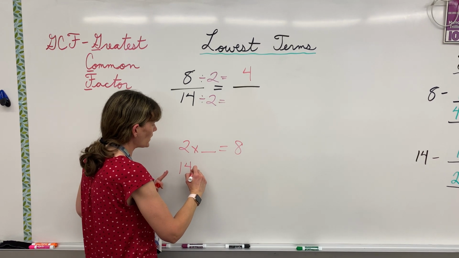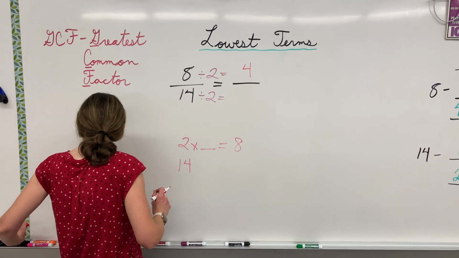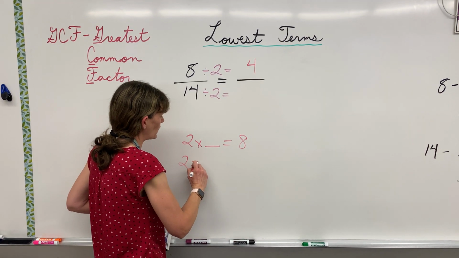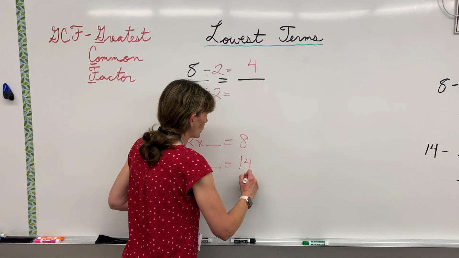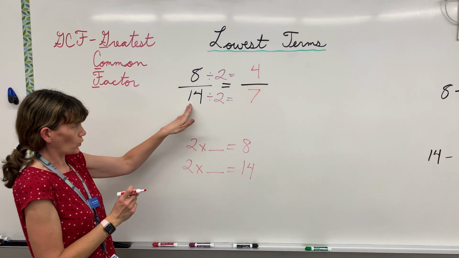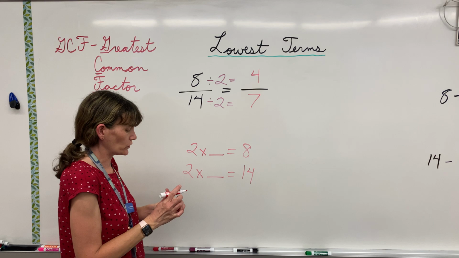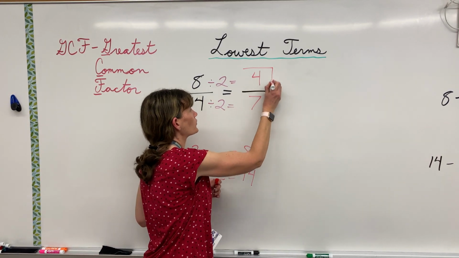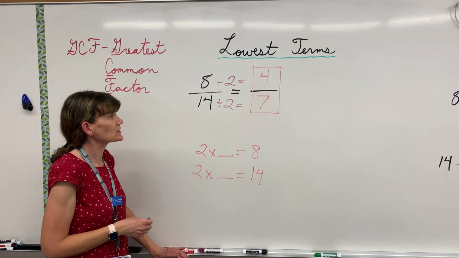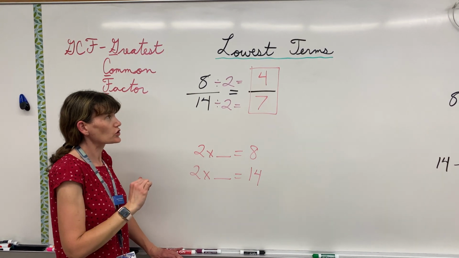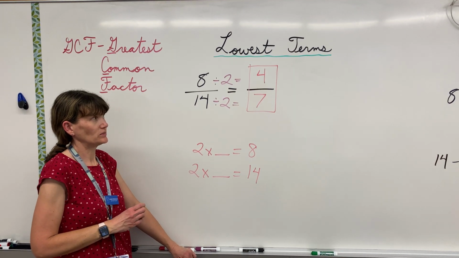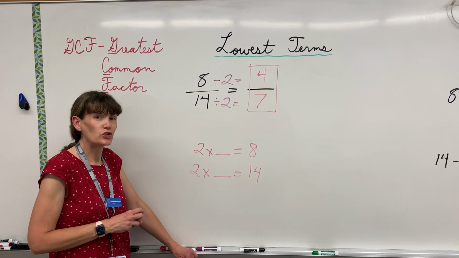And then we can think 14, we can think 2 times what equals 14, and in that case it is 7, or 14 divided by 2 equals 7. So our fraction in lowest terms there is 8/14 is reduced to, or put in lowest terms, it is 4/7. So that's reducing.